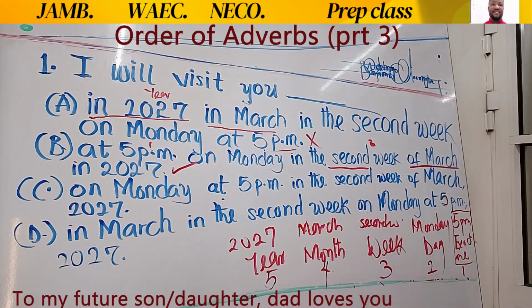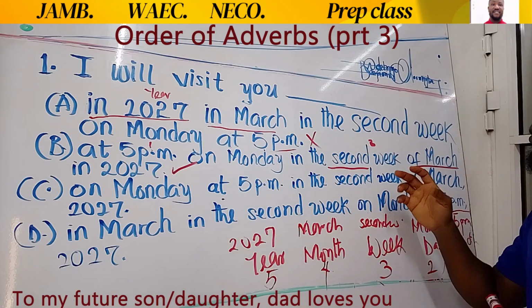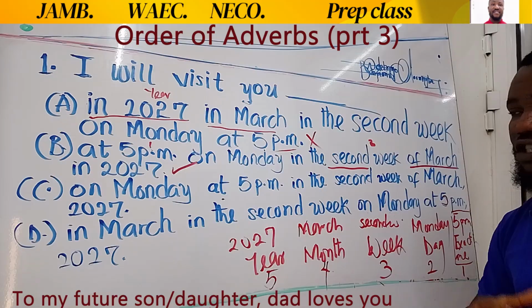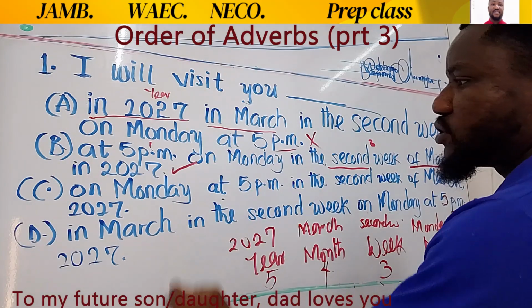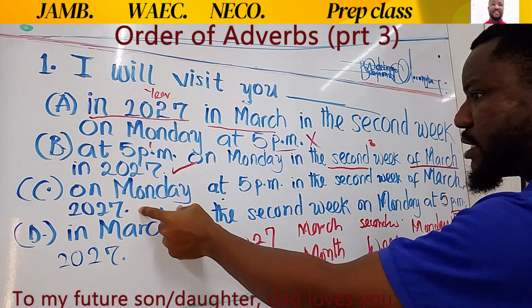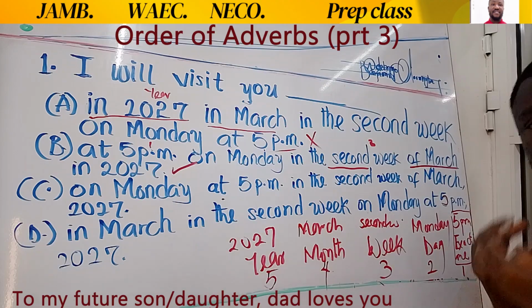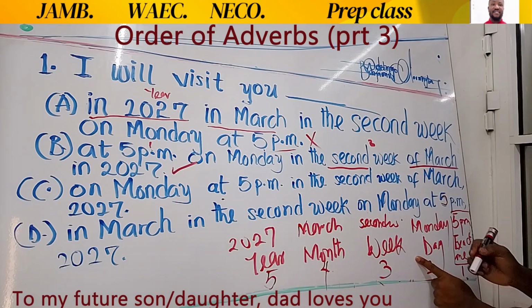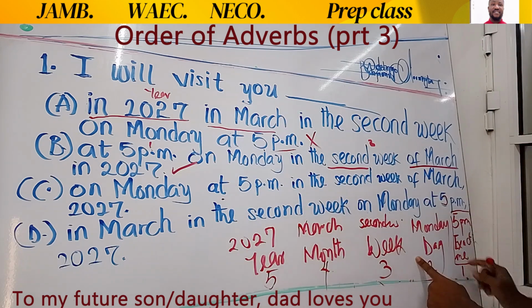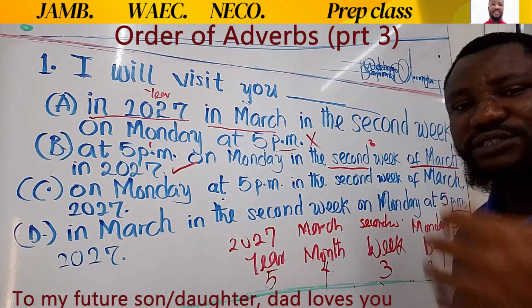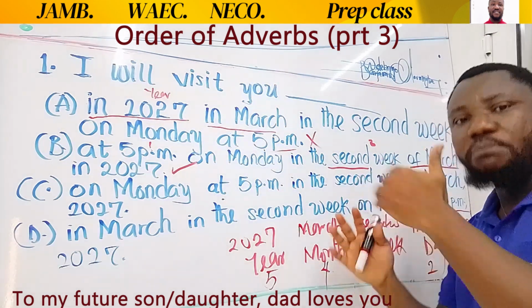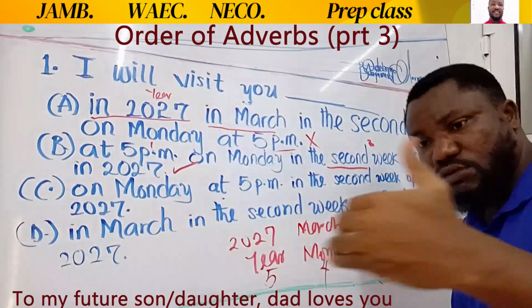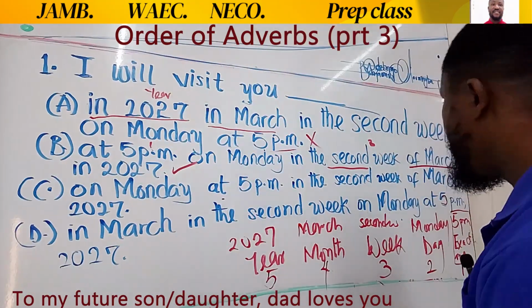So the full sentence should be, I'll visit you at 5 p.m. on Monday in the second week of March 2027. Let's check option C. On Monday, I'll see you on Monday. Monday is talking about the day of the week. So we're starting from number 2. Then after number 2, we move to number 1. It makes no sense. You don't start counting from 2. Rather, you start from 1, which is the smallest. You move to 2, to 3, to 4, and that way.